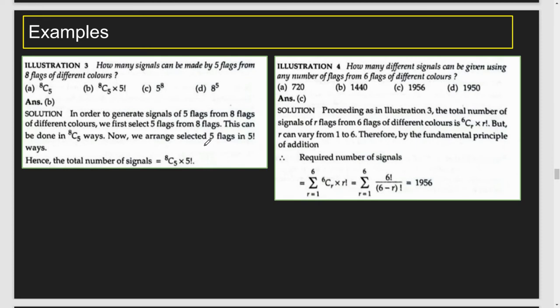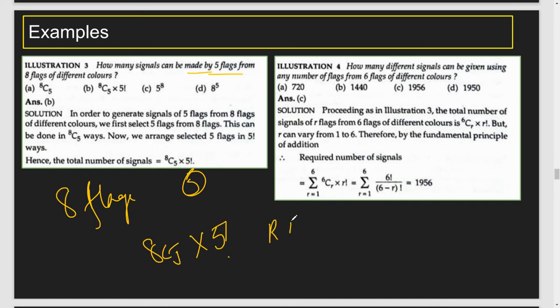Okay. So the first example is how many signals can be made out of five flags from eight flags of different colors. So total there are eight flags of different colors, and it asks how many different signals of five flags. So obviously choose five flags from those eight different colors, and obviously you can arrange the five flags. Let's say there is a red flag, blue flag, green flag, orange flag, and some other flag. So you can arrange those flags in different orders. Maybe blue first, red after, orange first, green after, something like that. So you can arrange them in five factorial ways. So the total number is 8C5 into 5 factorial.